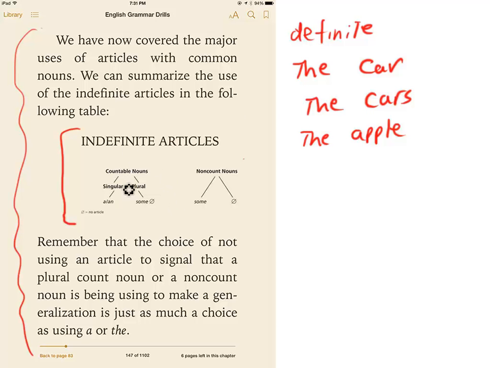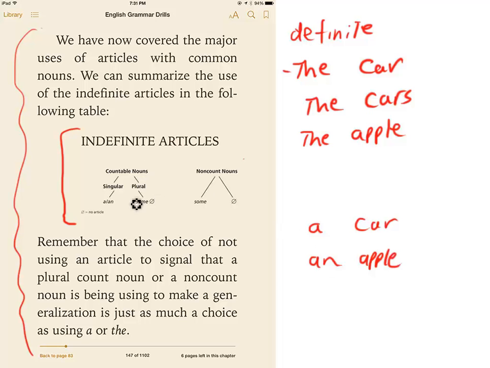So let's go ahead and take a look at this. Count nouns, you can use a or an if it's singular. So if it's singular, you can use a car or an apple. And remember, with the car, you know what you're talking about. You know which car. Okay, the car in the driveway. A car almost hit me. We don't know which car. We just know a car almost hit me. So you would use the indefinite article, a car, or an apple.